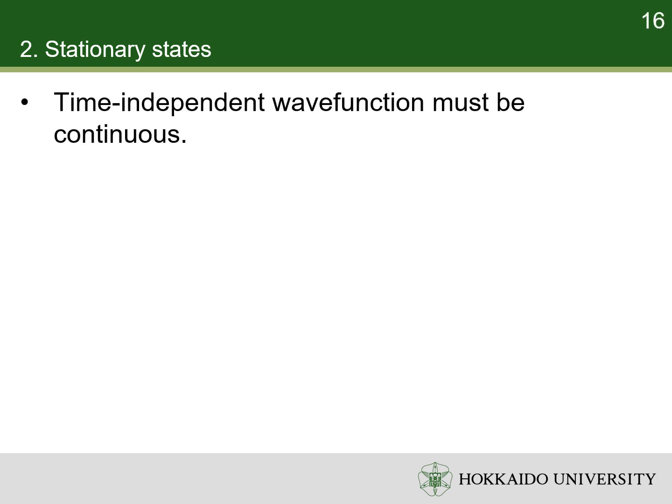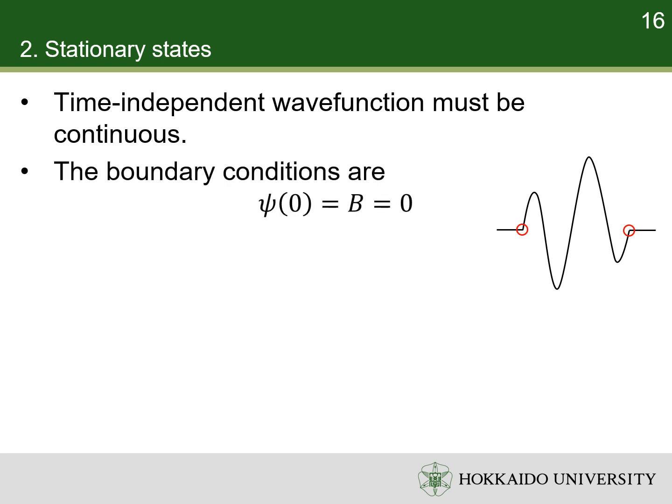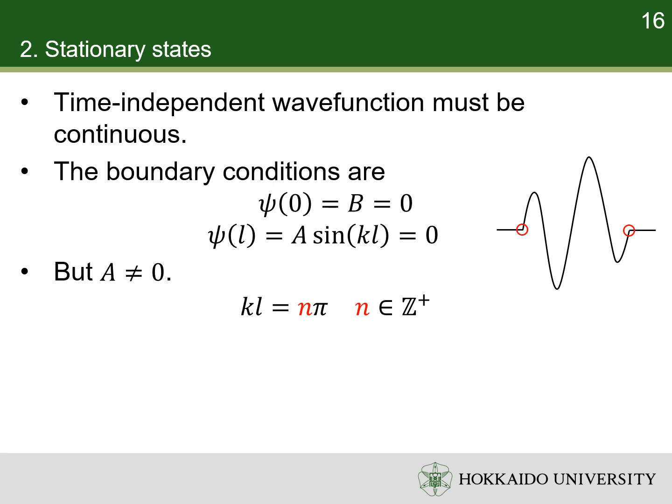The time-independent wavefunction must be continuous. Thus, at any boundary of the well, the wavefunction inside the well must be equal to that outside the well. For example, at x equals 0, psi equals 0, so B equals 0. At x equals L, psi equals 0 as well. However, A is not 0 as the wavefunction cannot be 0 everywhere. Therefore, KL must be an integer multiple of pi.